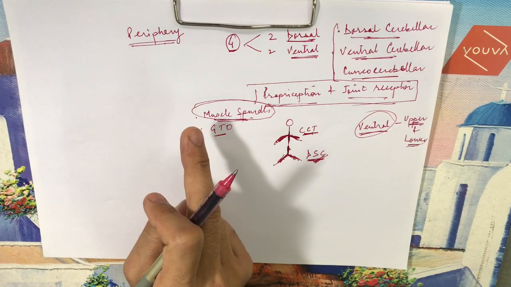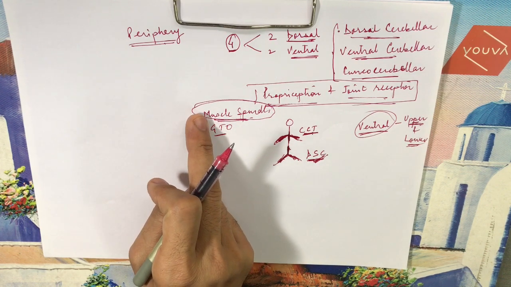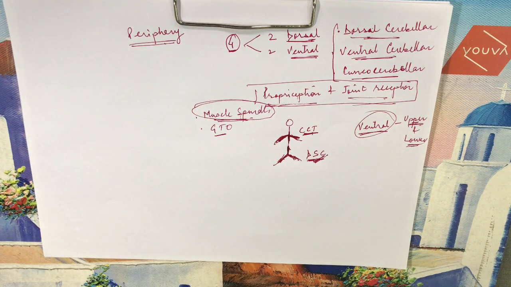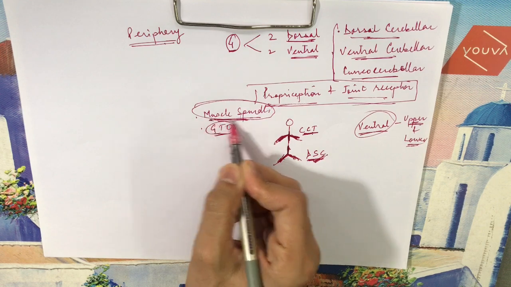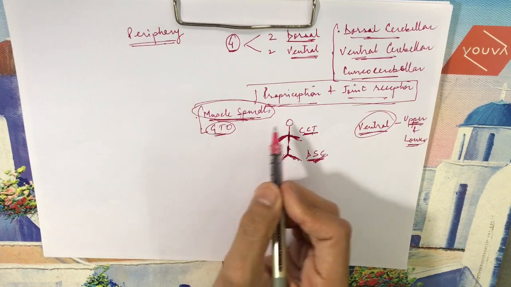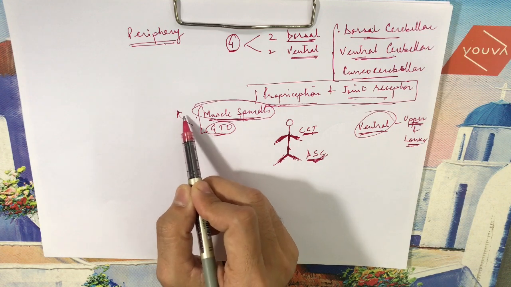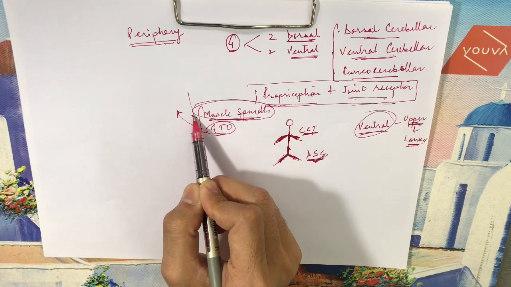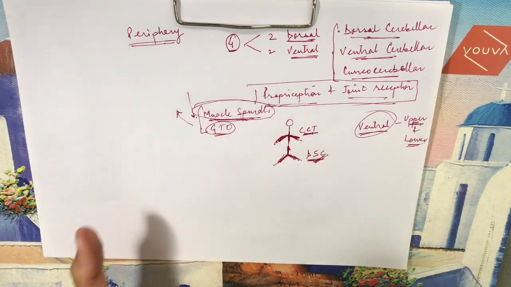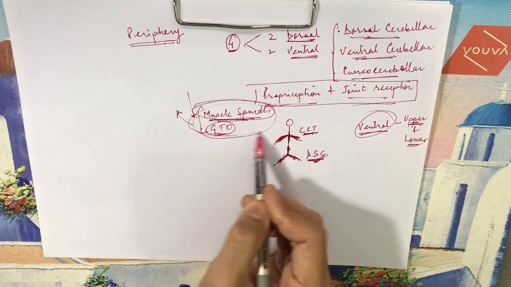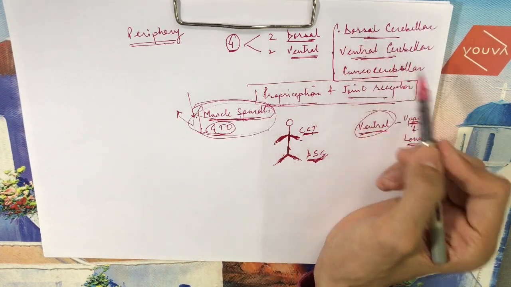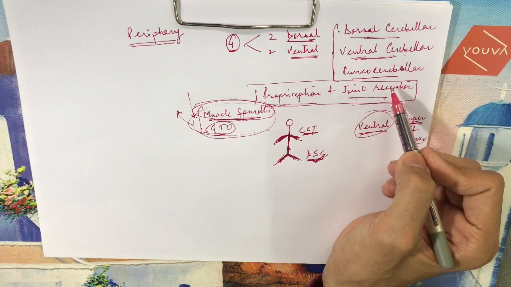So, they provide information about the muscle contraction, or we can say the force and rate at which these movements are happening within the body. Okay. So, we can say the Golgi tendon organ and muscle spindle provide the information to the cerebellum about the motor activity that is happening, and how strong and at what rate that is happening. That information is provided to the cerebellum via these three tracts: dorsal cerebellar, ventral cerebellar and cuneocerebellar tract.